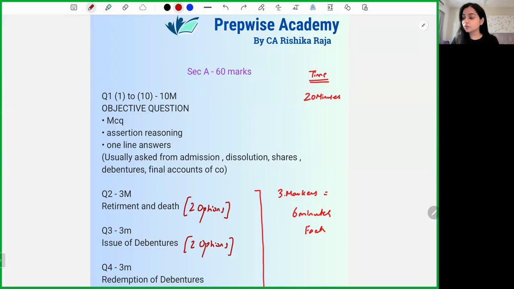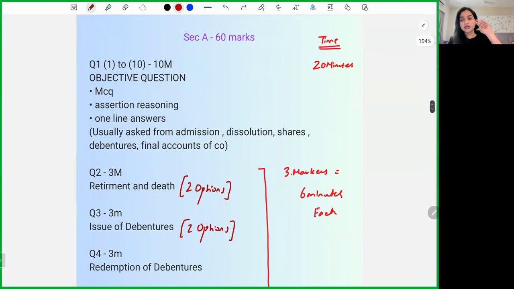Now, when you first start with section A, we have question number one, which is fully objective. It has MCQs, assertion and reasoning, and one line answers. Remember, when I'm saying MCQs, it'll be a big sum wherein you would have to solve the sum in order to find out the figure. It is a little difficult and time consuming. So my recommendation here is do question 1 to 10 right at the end of your paper.